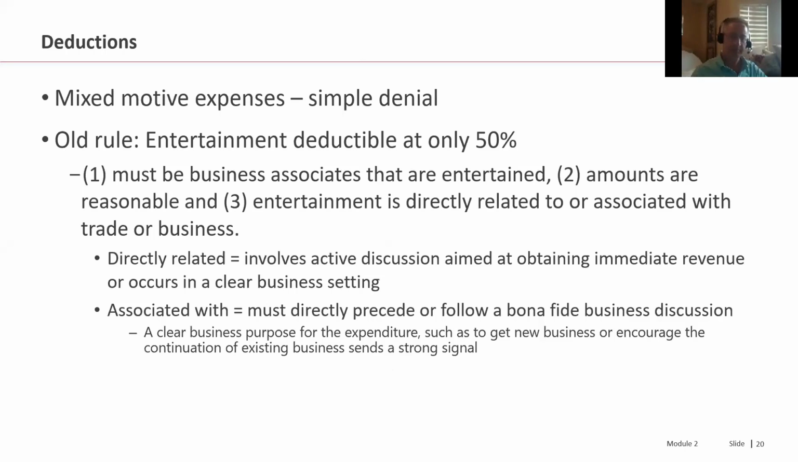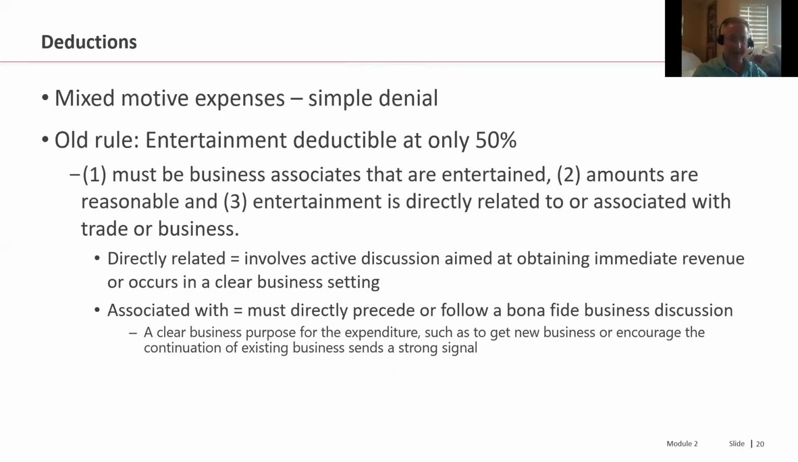All right. So another mixed motive expense that's a simple denial is entertainment. Under the old rules, entertainment used to be deductible at 50%. Now, the entertainment had to be with business associates, the amount had to be reasonable, and that entertainment had to be directly related to or associated with trade or business.